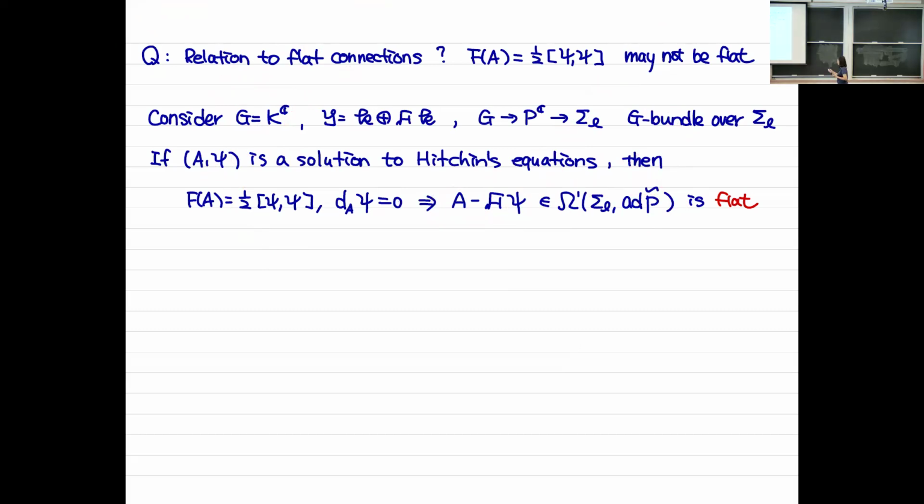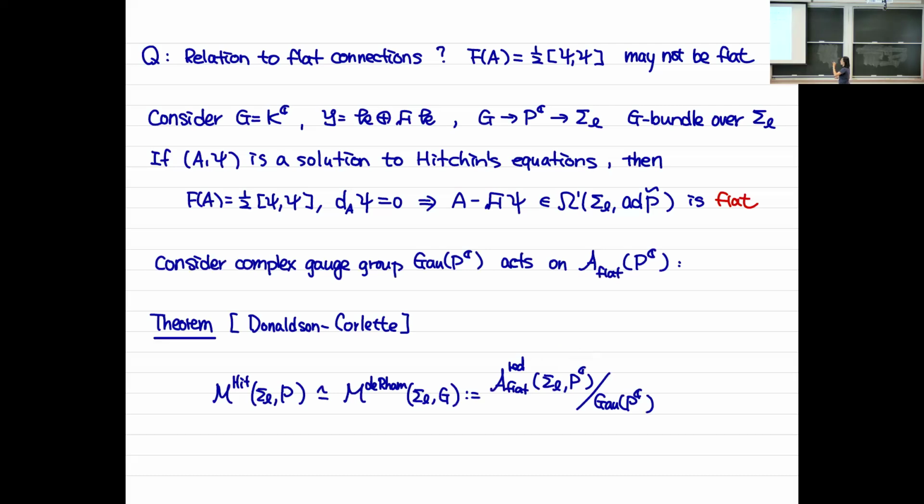And moreover, if you look at the complex gauge group, because now we are looking at the complexified principal bundle, then Donaldson and Corlette show that the Hitchin moduli space is homeomorphic to the de Rham moduli space, meaning the moduli space of flat connections. But just as mentioned by Bell yesterday, when you go to the complex side, the orbit may not be closed. So you take the reductive ones, then it will have closed orbits.